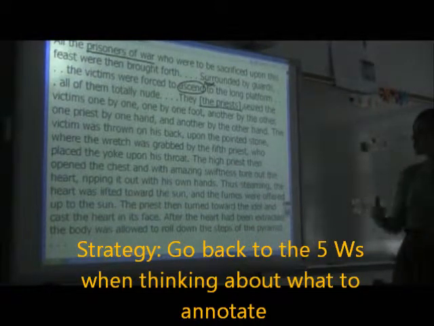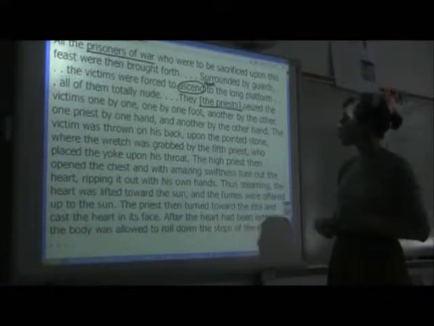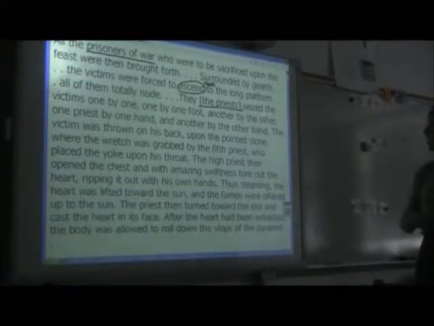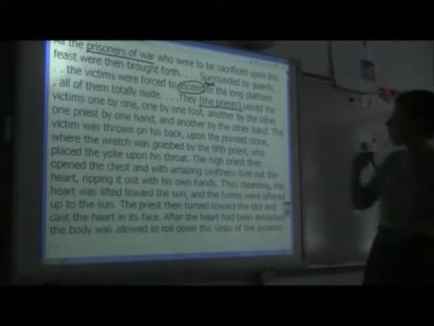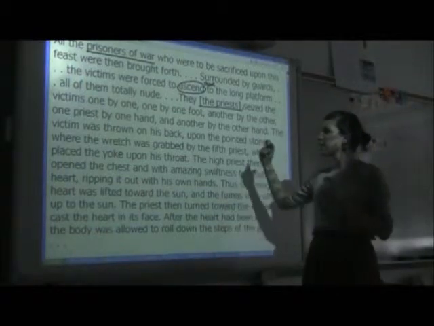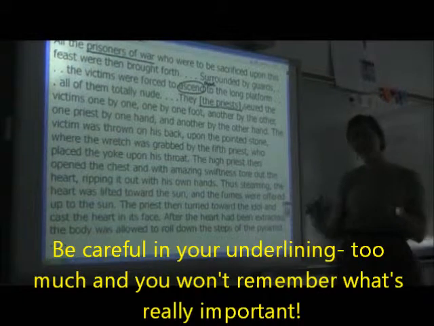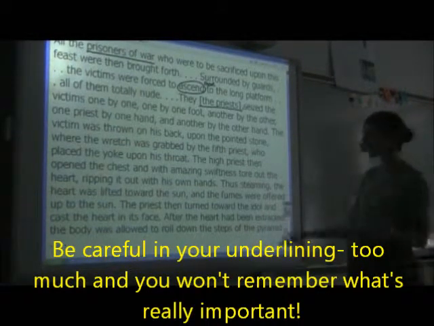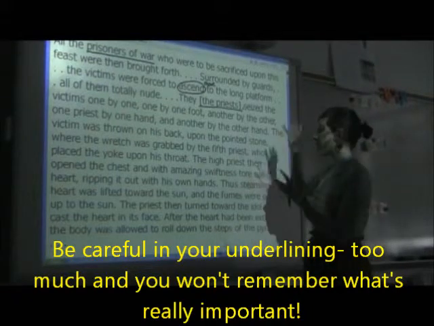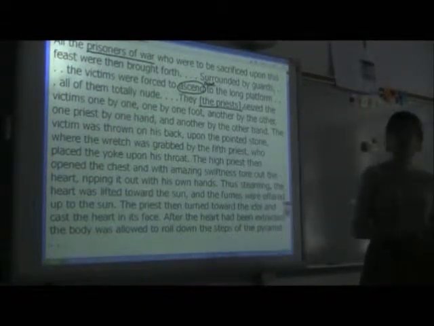Seize the victims one by one, one priest by one hand and another by the other hand. So they've got them by the feet, they've got them by the hands. So I could underline this as a process. That's a long sentence. I'm underlining an awful lot. I'm going to see if there's anything more important possibly coming, but I'm going to keep that in the back of my mind. That's a lot to write, and I've got a lot more text to go and not a very big box. I'm looking for the most important parts.